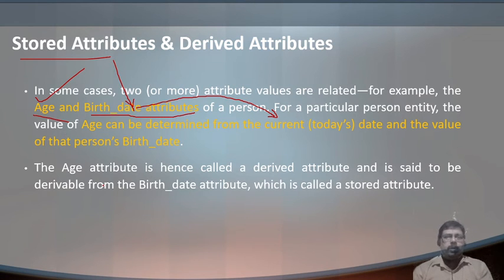So the one which is stored into the database will be a stored attribute, and using that stored value such as date of birth, whatever attribute we derive when we display it on the report, such as age, such attributes we can call a derived attribute. Okay, so here age is called a derived attribute, and it is derivable from date of birth, which is stored as an attribute in the employee table.